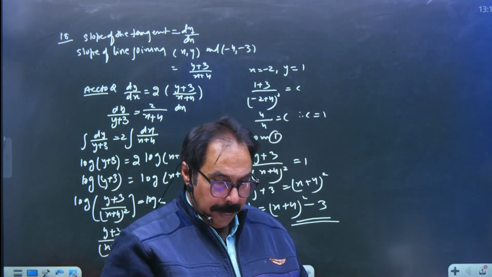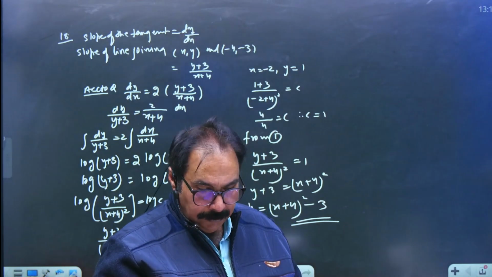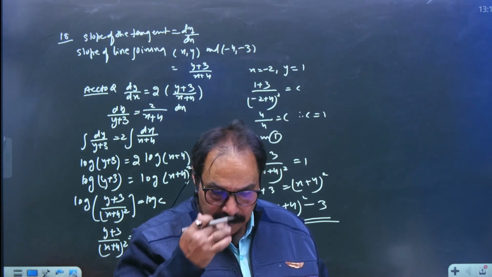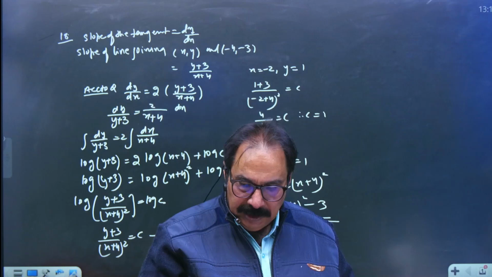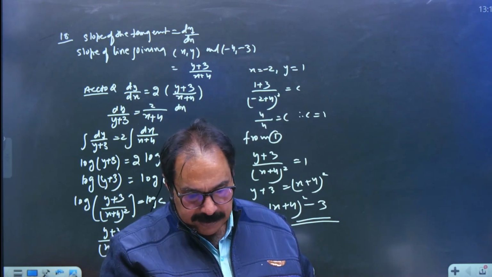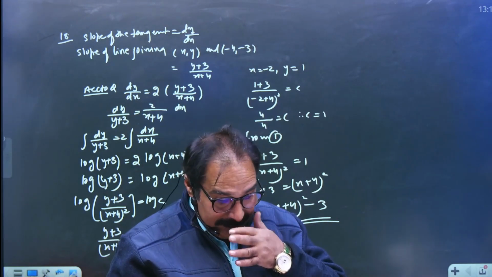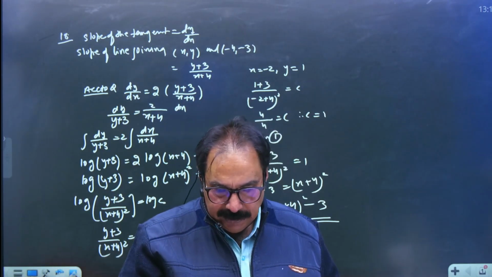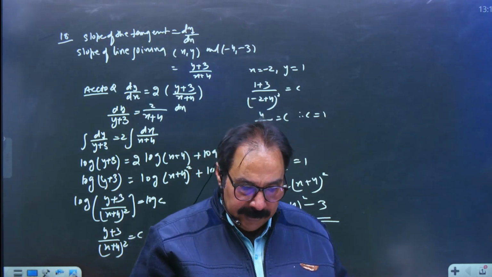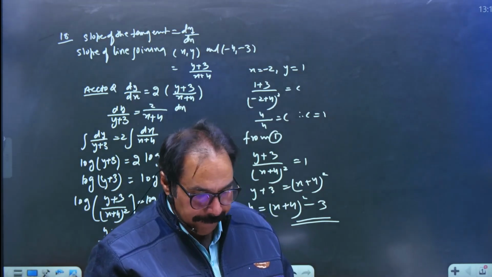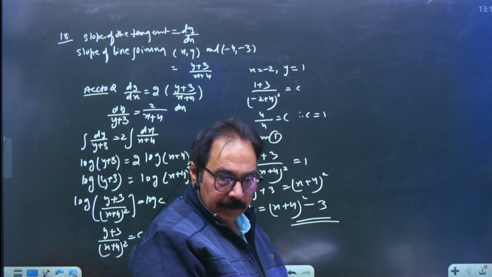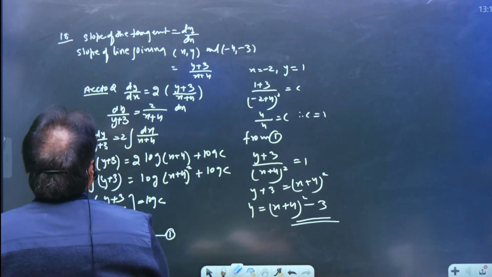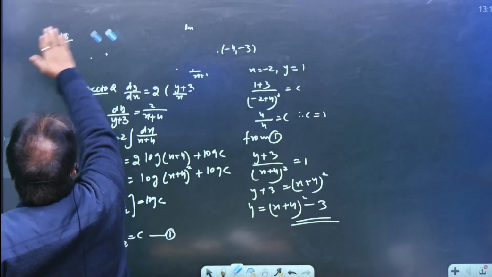Okay, now the next question is question number 19. The volume of a spherical balloon being inflated changes at a constant rate. Initially, its radius is 3 units, and after 3 seconds, it is 6 units. Then find the radius of the balloon after t seconds. Okay, let me erase. Then I will solve the next question number 19.